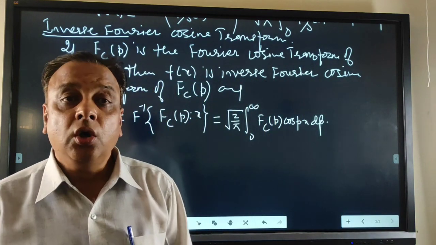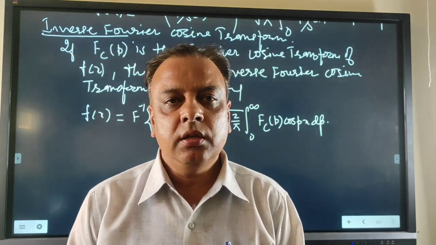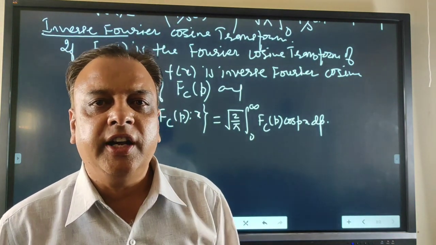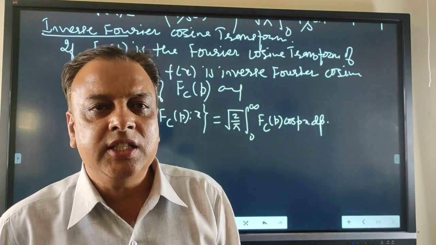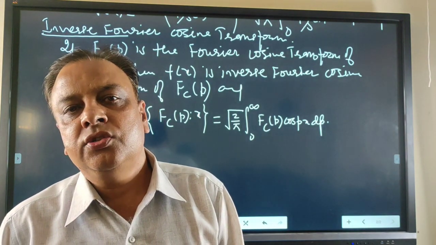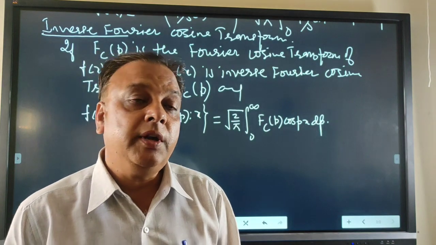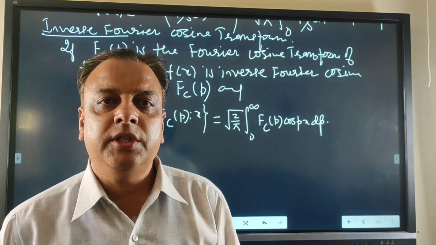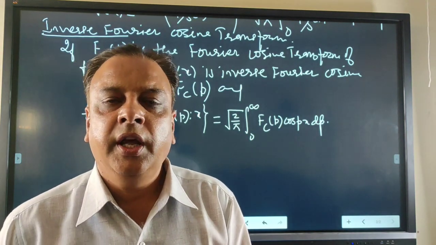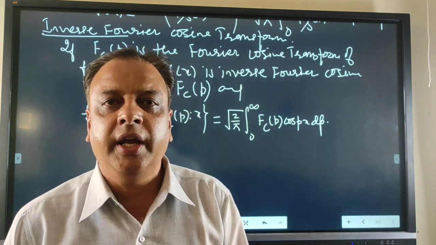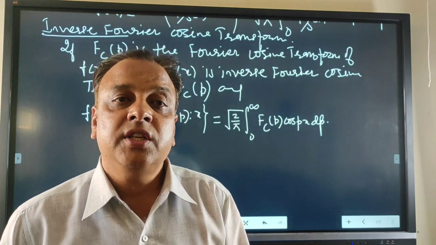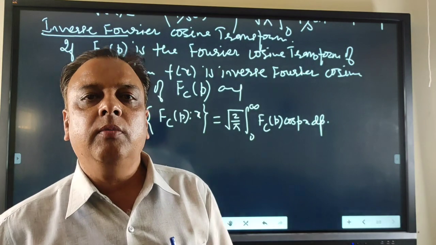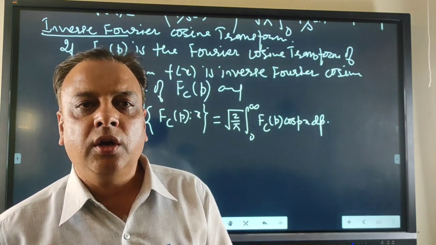So if we have a function, then we can find the Fourier complex transformation, the Fourier cosine transformation and the Fourier sine transformation, and subsequently we can also find the inverse Fourier complex transformation, the inverse Fourier cosine transformation, and finally the inverse Fourier sine transformation. So these are the basic concepts or basic formulas for the three types of Fourier transformation.